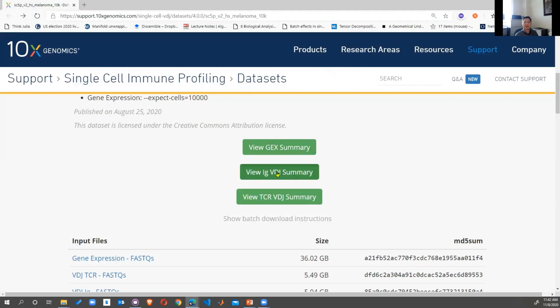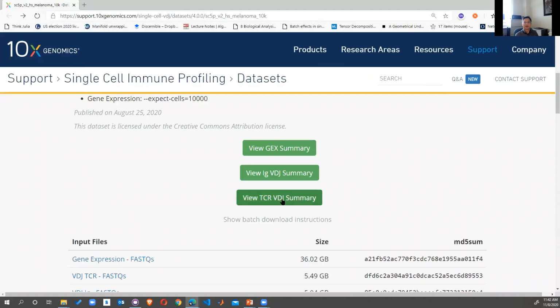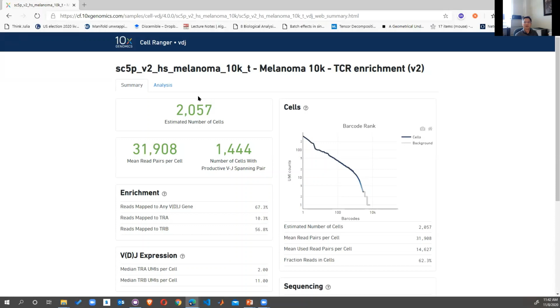And if you view the B cell VDJ summary, you see there are over 5,000 cells with information, and there are productive VJ spanning pairs. Similarly, for T cell receptor, you have an estimated number of cells over 2,000, including over 1,400 with productive VJ spanning pairs. So for those cells, you have information about their alpha beta chain combinations.